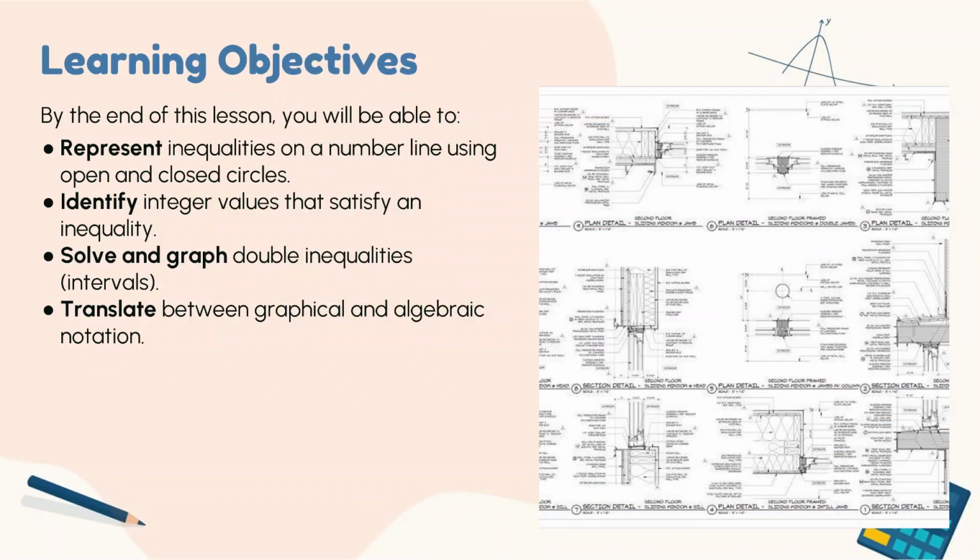By the end of this lesson, you should be able to represent inequalities on a number line using open and closed circles. You will be able to identify integer values that satisfy an inequality. You will learn how to solve and graph double inequalities, also called intervals. Finally, you will practice translating between graphical and algebraic notation. The key idea today is that inequalities describe a range of values, and number lines help us see that range clearly.